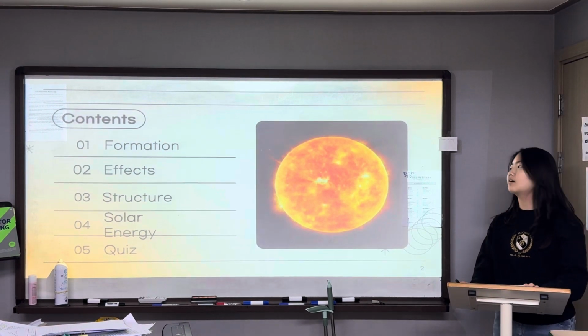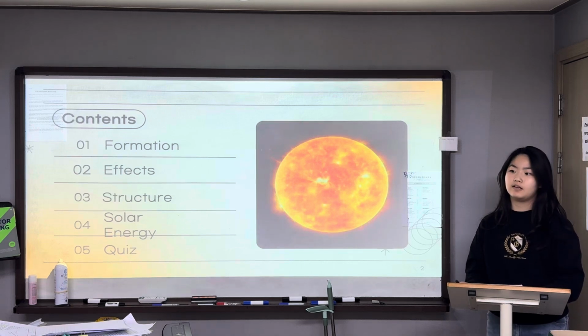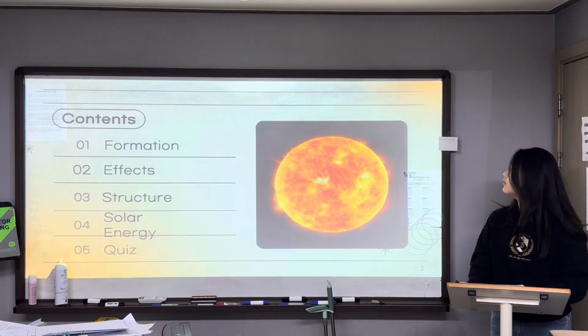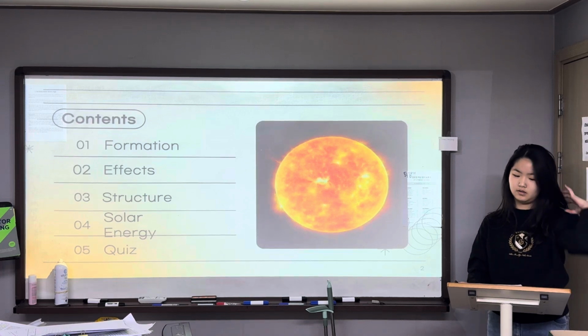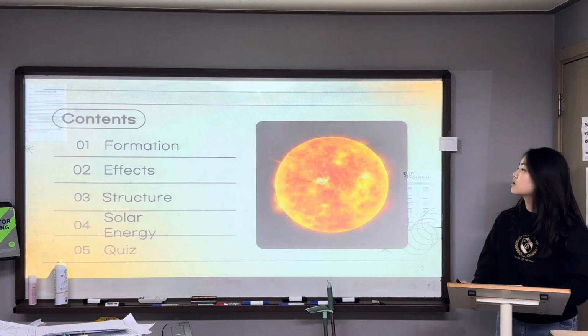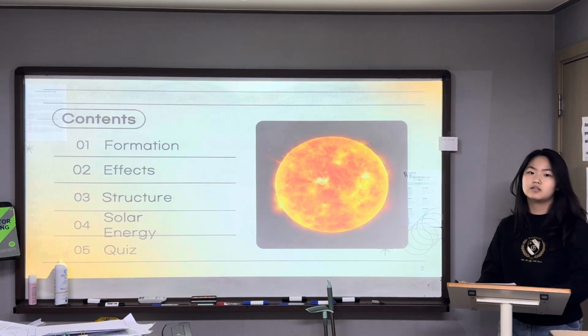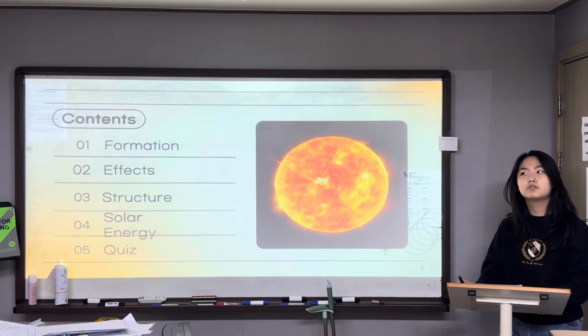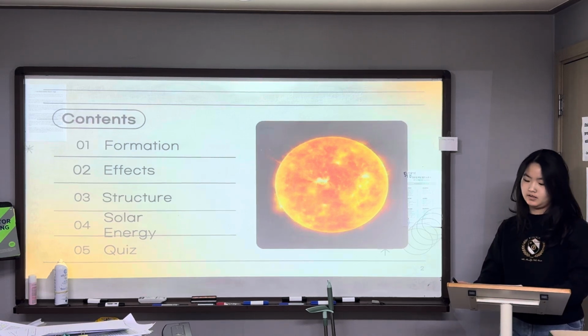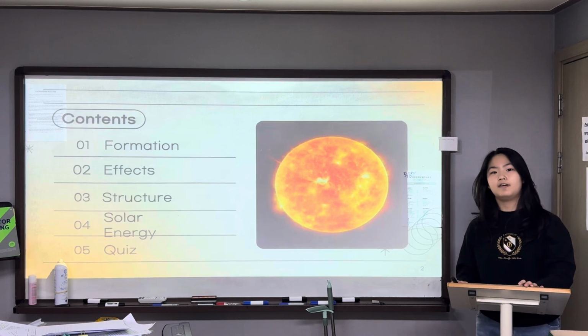But before I get started, I want to go over a few basic facts about the sun. As you all know, it is the star of the solar system, and it is the main, if not only, source of energy for Earth. Its diameter is 1.3 million kilometers long, which is equivalent to 109 Earths. Its mass is big enough to fit 300,000 Earths inside. Now that we've gone over the basic facts, let's get started.